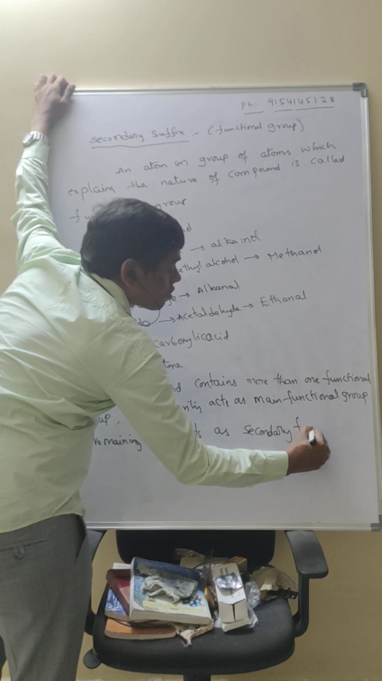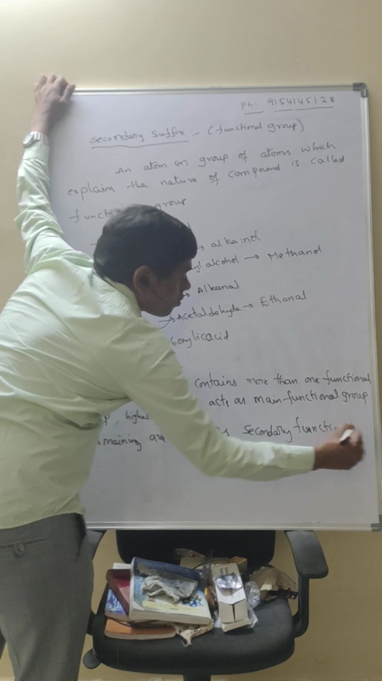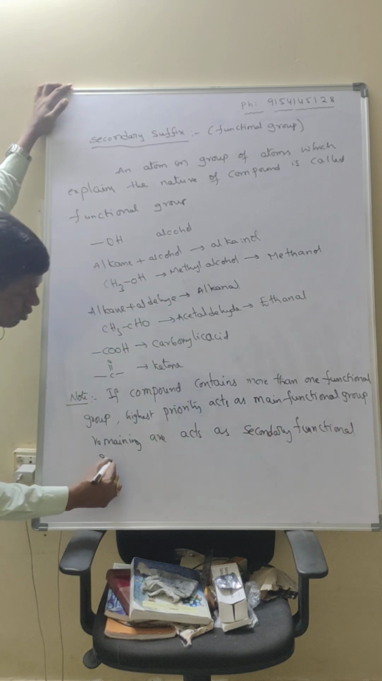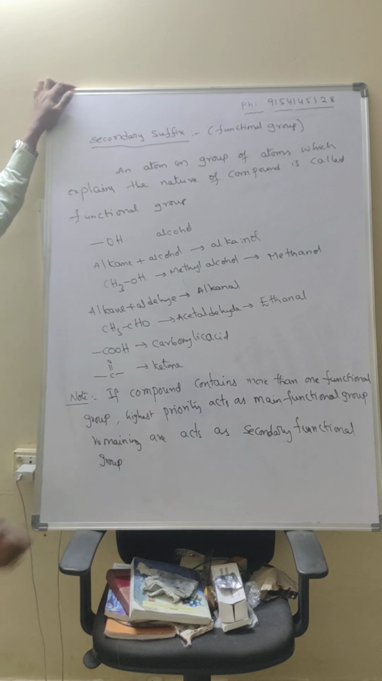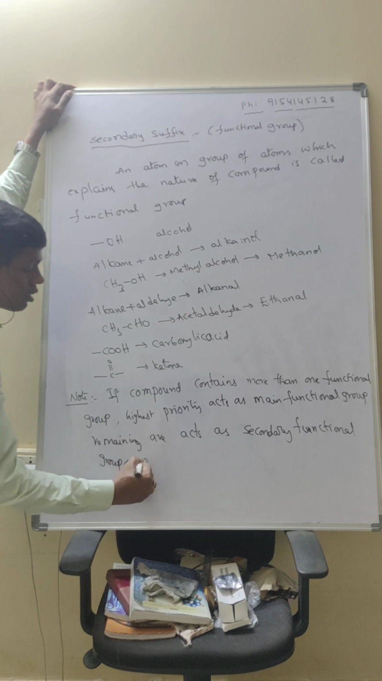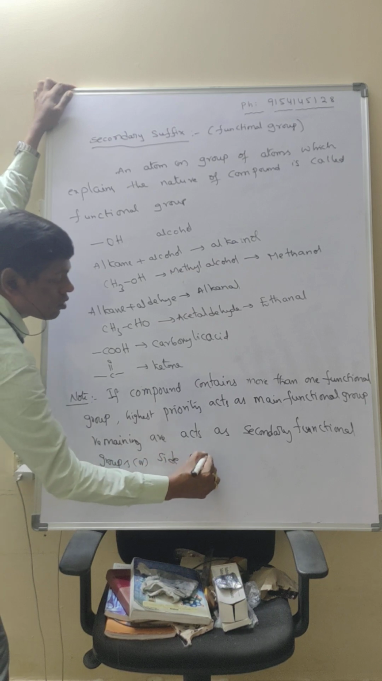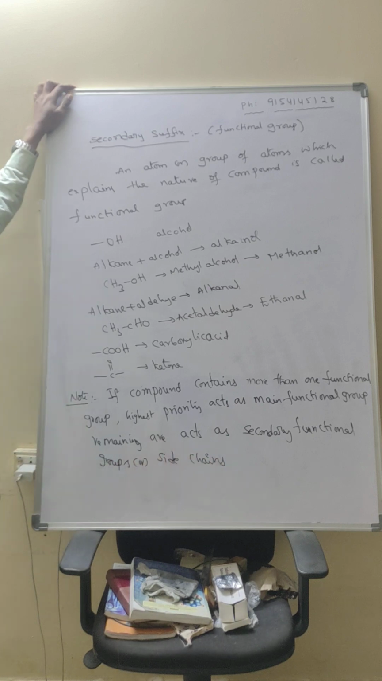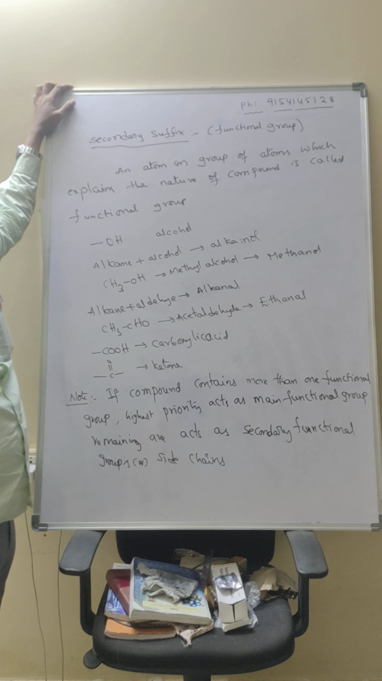Secondary functional groups are side chains. Secondary functional groups means second grade functional groups. Second grade functional groups are nothing but side chains.